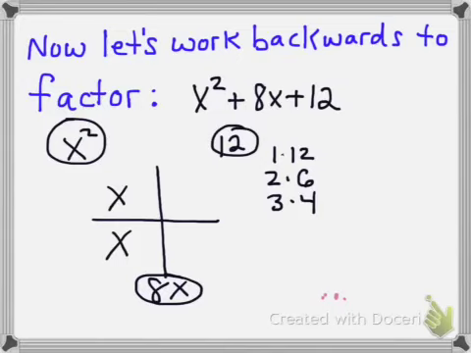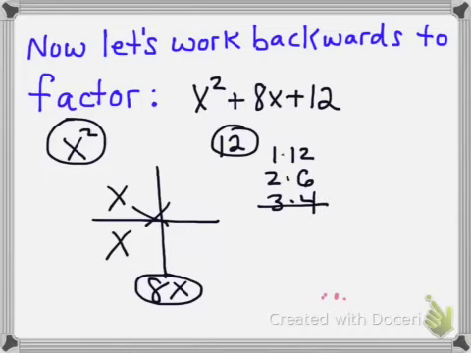You might already see this and know which factors it's going to be, but if not, you can go ahead and try this. So if I put in a 3 and a 4, I get a 3x and a 4x. That's not going to give me an 8x. So I would cross that off my list, and then I would work my way up.